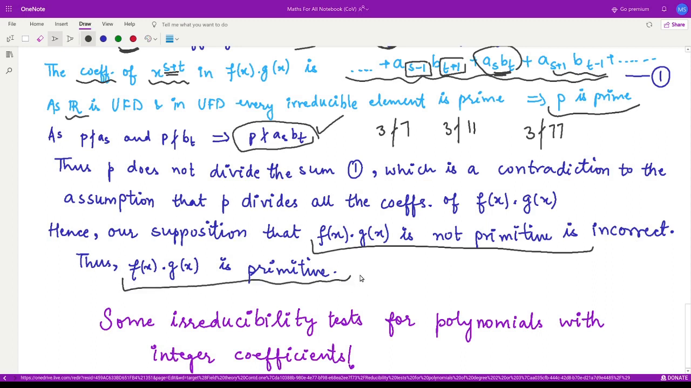So this was the result which we shall use in the upcoming results about irreducibility of polynomials with integer coefficients, which shall be the topic for our next videos.